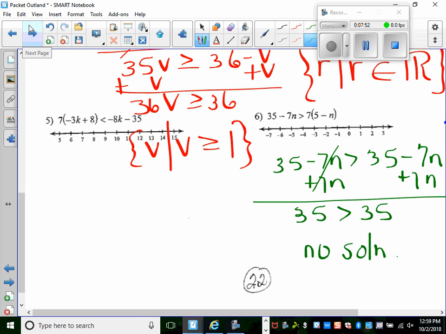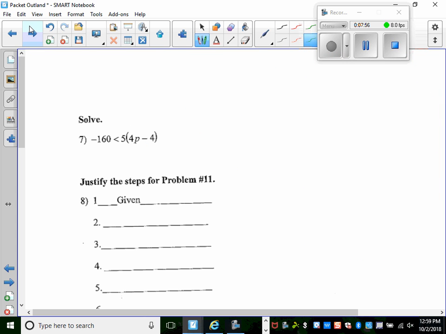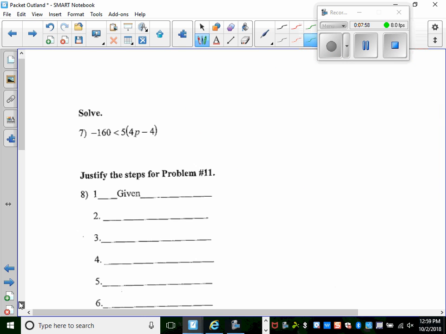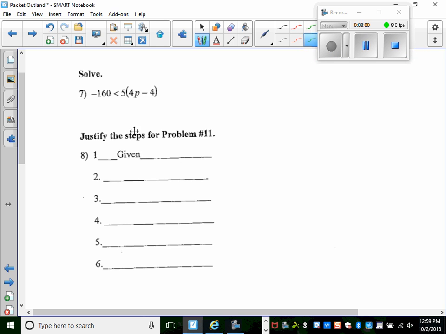All right, so let's move on to the next page. We don't need to do number 5. Okay, I'm going to have you change something here where it says justify the steps. We're going to use problem number 7. So instead of 11, let's change this to 7. So we're going to actually work out the problem and then tell what steps we use, justifying your steps. Okay, we've done this several times already.